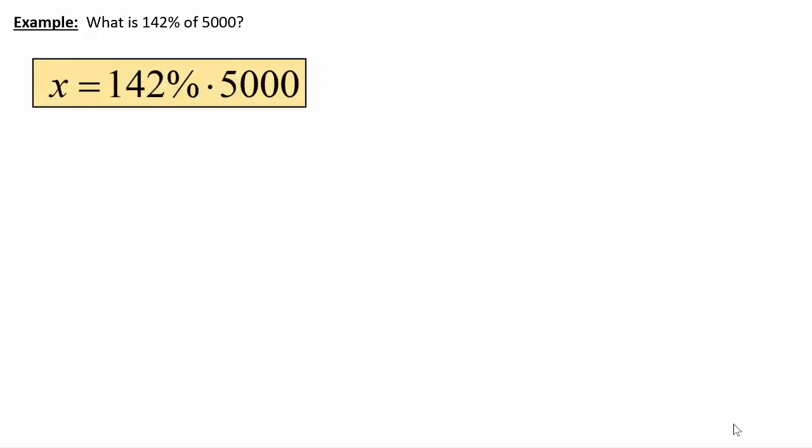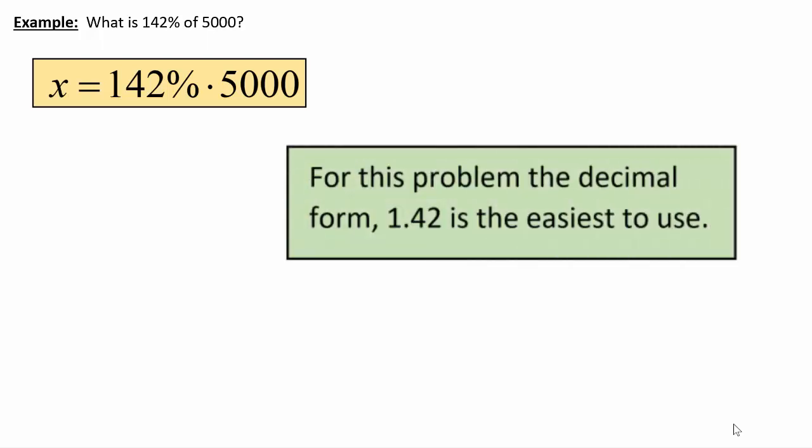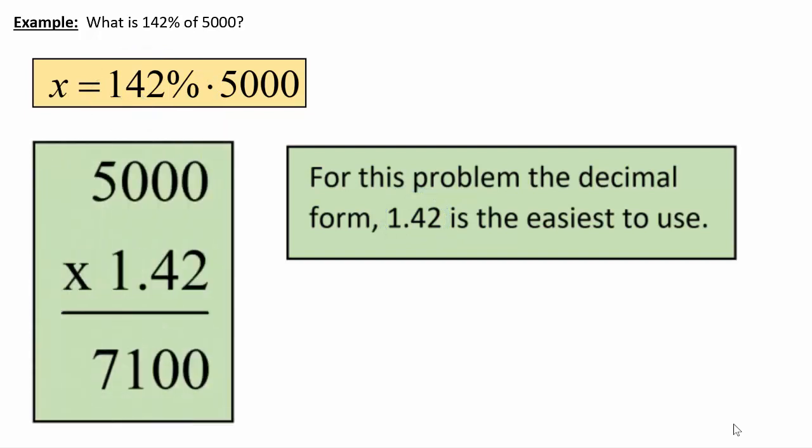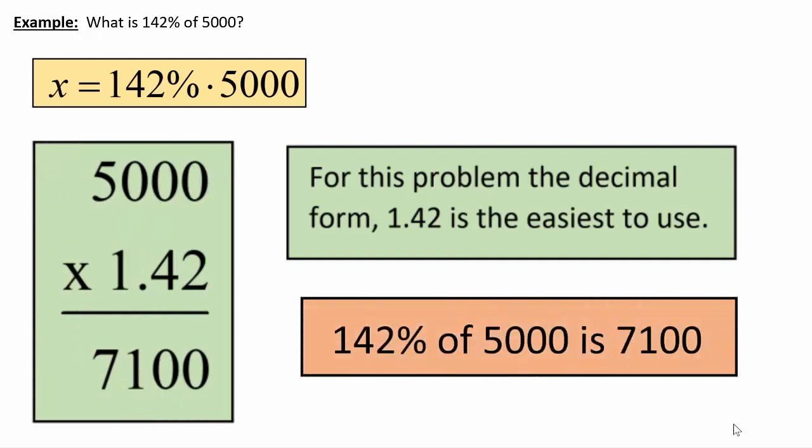Example, what is 142% of 5,000? So we have x equals 142% times 5,000. For this problem, the decimal form, which is 1.42, is the easiest to use. Recall that you divide by 100, which moves the decimal to the left 2 places. That's how I got 1.42. So we take 5,000 times 1.42. That gives us 7,100. So 142% of 5,000 is 7,100.